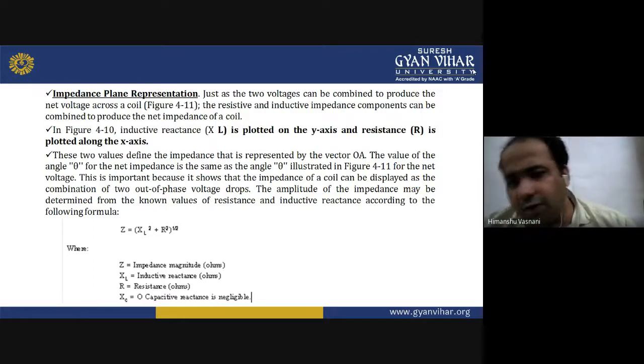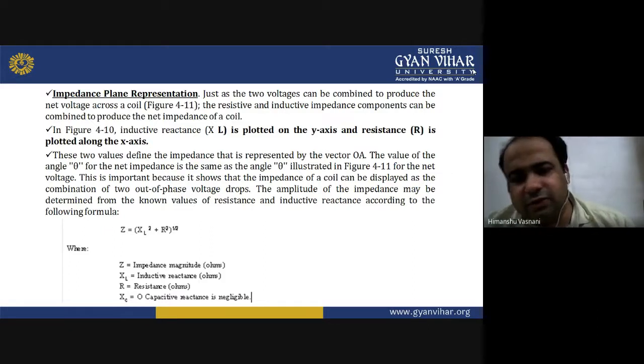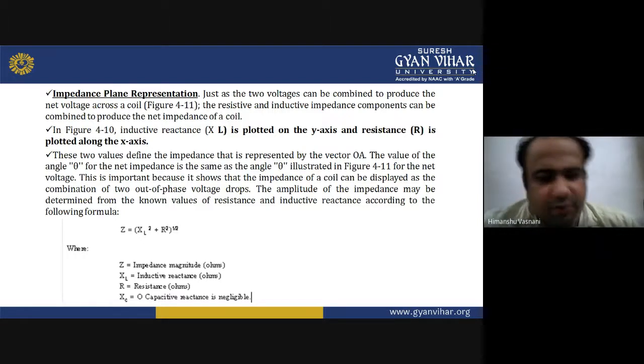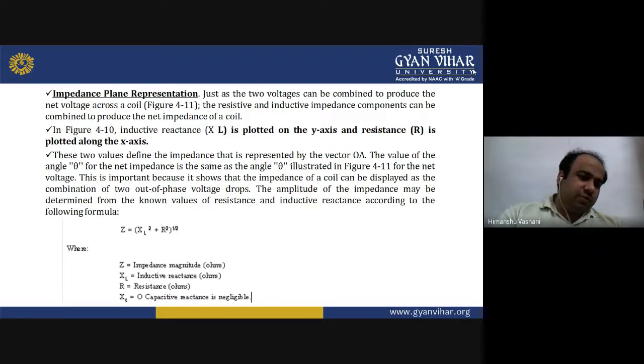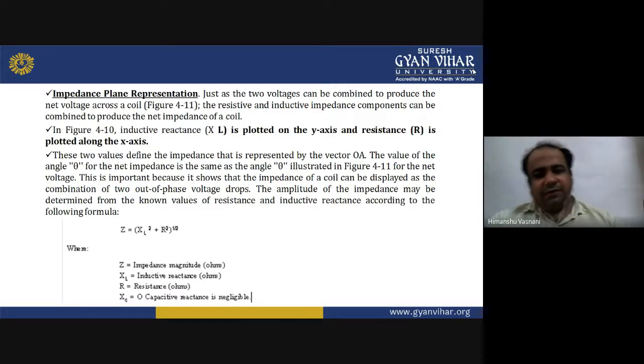Now, the amplitude of the impedance may be determined from the known values of resistance and inductive reactance according to the formula. The formula is Z equals the square root of XL squared plus R squared. Here Z is the impedance magnitude in ohms, XL is the inductive reactance in ohms, and R is the resistance in ohms.